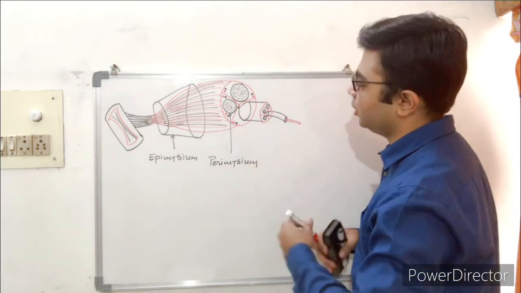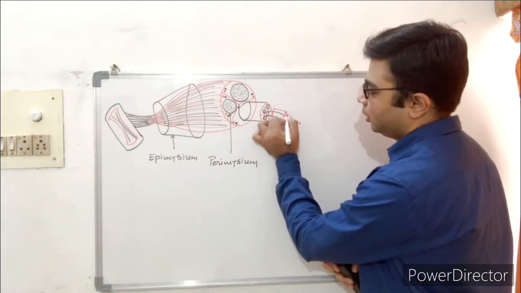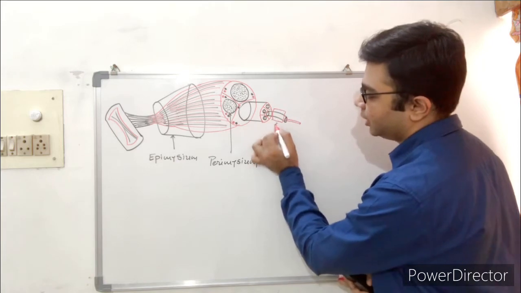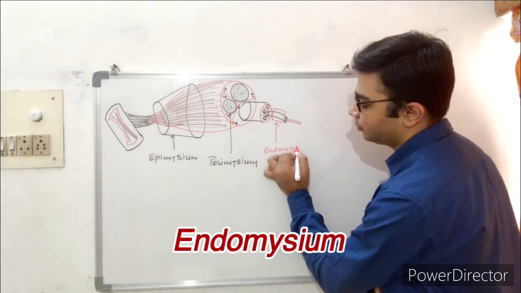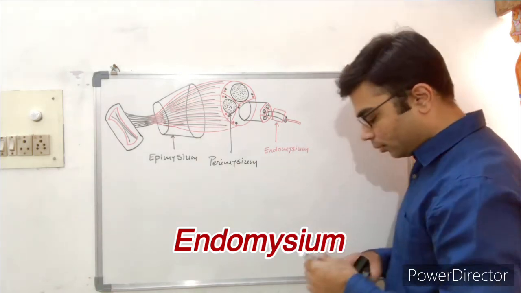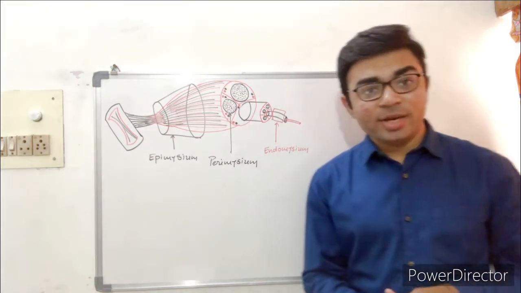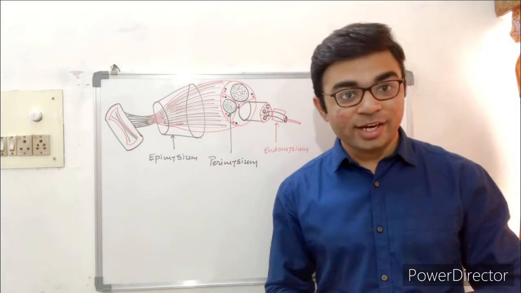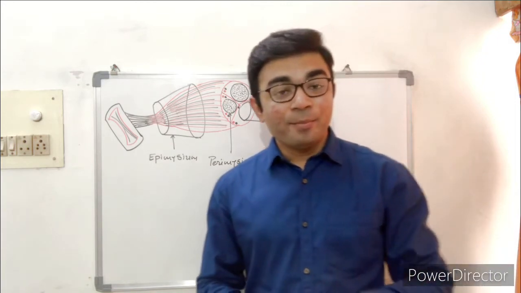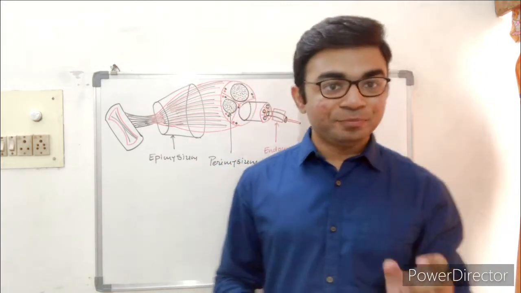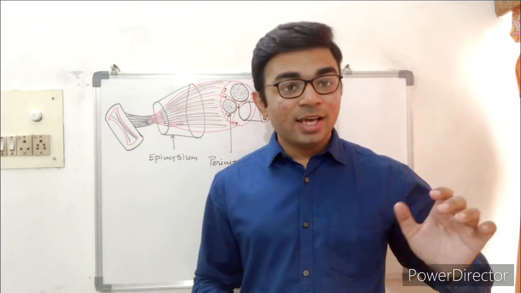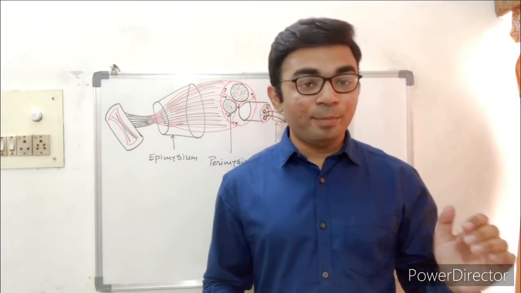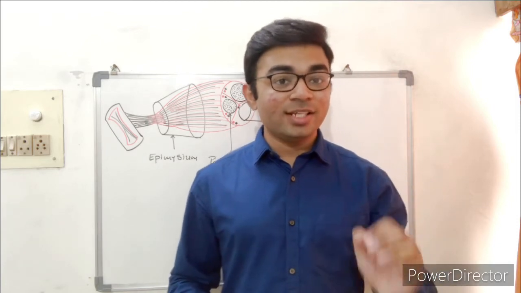let me change the color. So this covering is known as the endomysium. So I can say the endomysium is the innermost covering, but actually a typical muscle fiber or muscle cell is surrounded by a plasma membrane which is known as the sarcolemma.